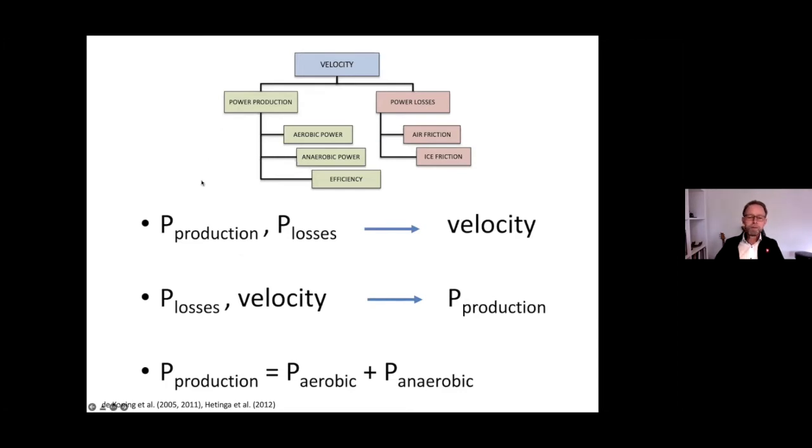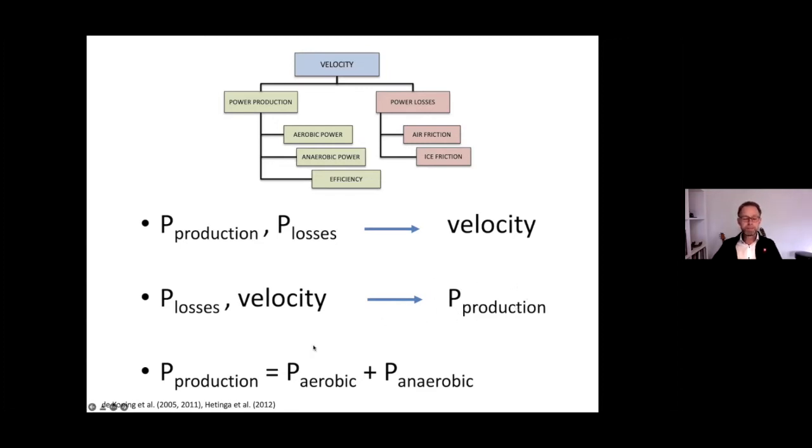So if we have the model and we know the power production and we know the power losses, like the model is here, we can calculate velocity. But on the other hand, if we have the model in place and we know the power losses and we know velocity, we can just calculate power production. So in an indirect way, we can say something about the power production of the athletes.